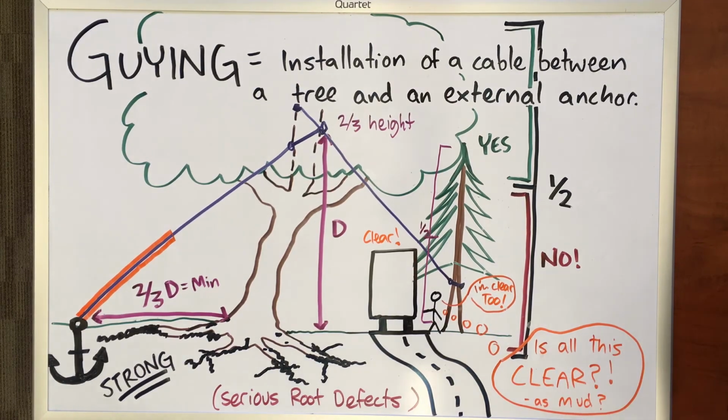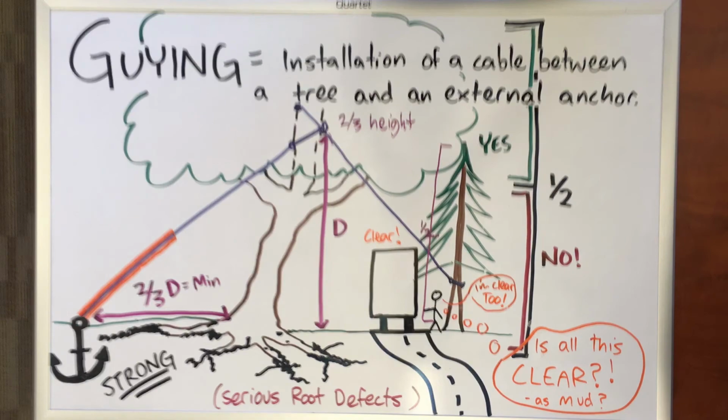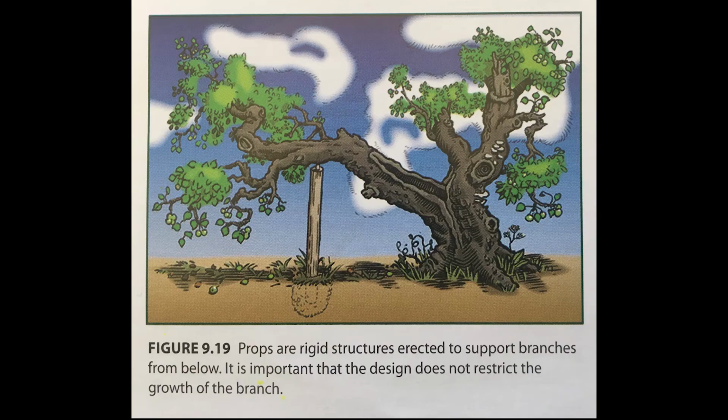Tree-to-ground guys should be clearly marked and protected from inadvertent contact. Propping is the installation of rigid structures between the ground and a branch or trunk to provide support. Typically, props are used under branches that are nearly horizontal or downward growing. There is not much information about the use or design of props in arboriculture, and there are many designs.